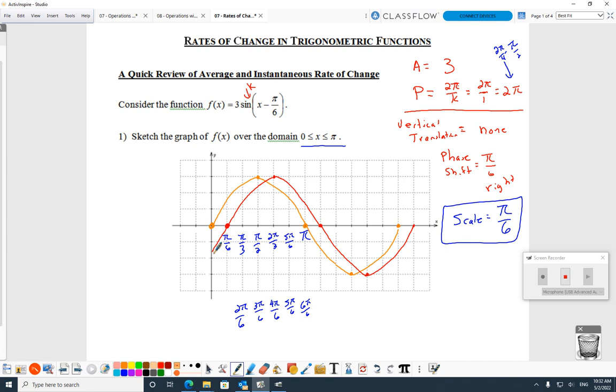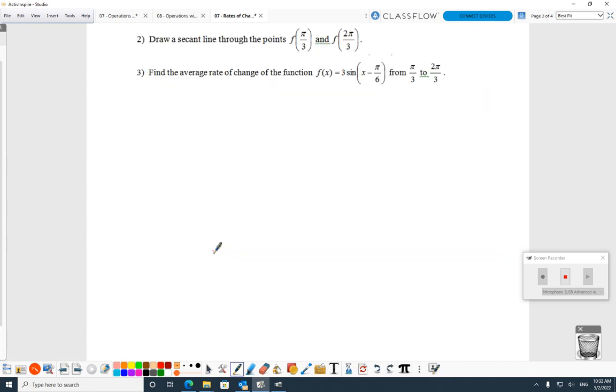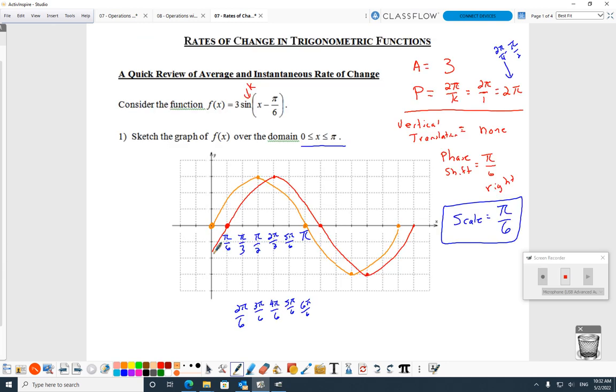Here's draw a secant line. Your brain sizzles a little bit. It's like, okay, I did know what secants were. From the points f at pi over 3 and f at 2 pi over 3. I'm going to do that in green. F at pi over 3, right about there. F at 2 pi over 3, right about there.